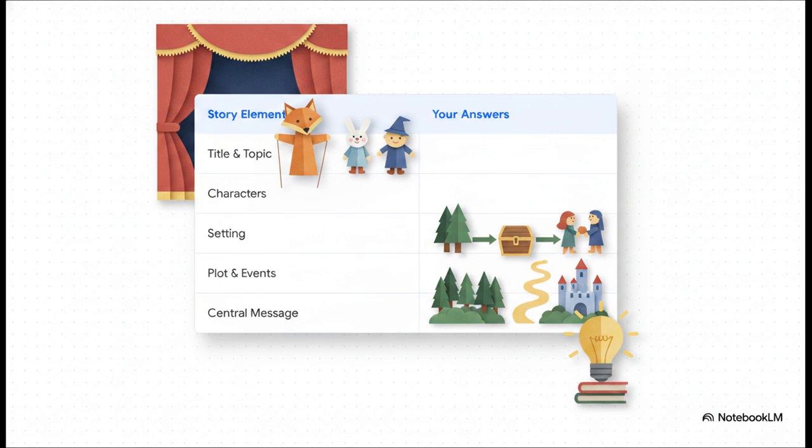What's the title and topic? Who are the characters, and what are their traits? Where is the setting? What's the plot and sequence of events? And most importantly, what is the central message you want to leave your audience with? Fill this out, and boom, you've got the skeleton of your show.